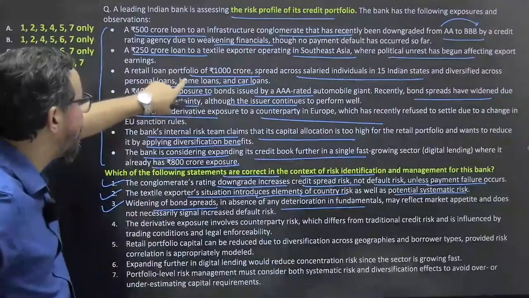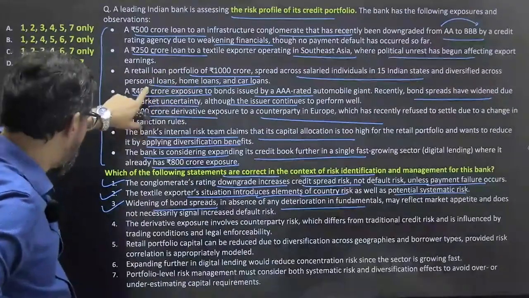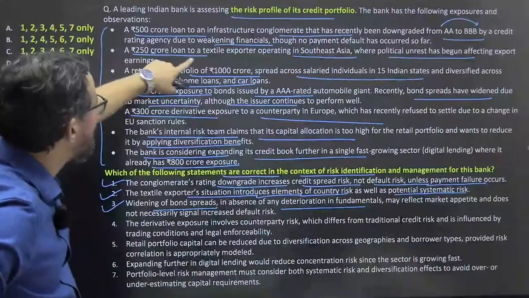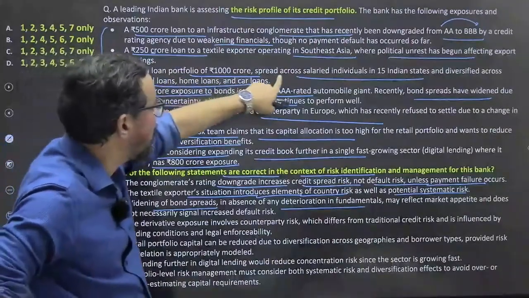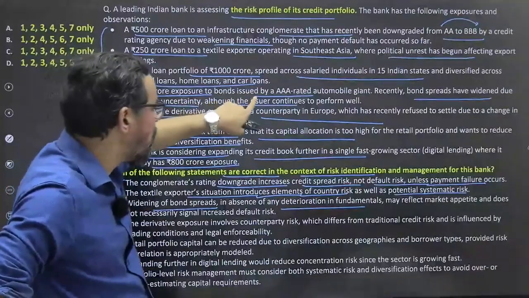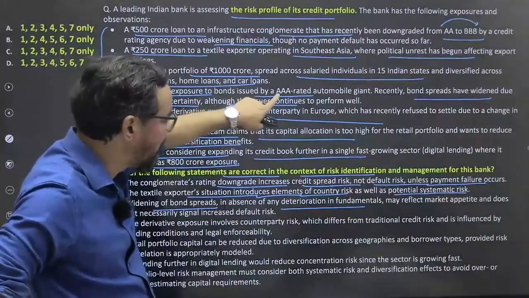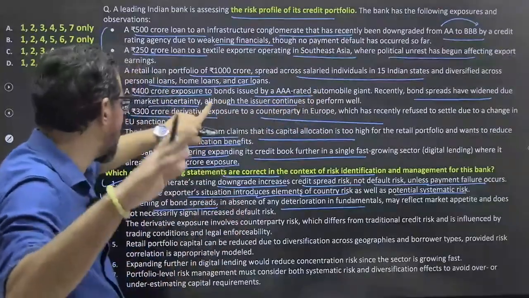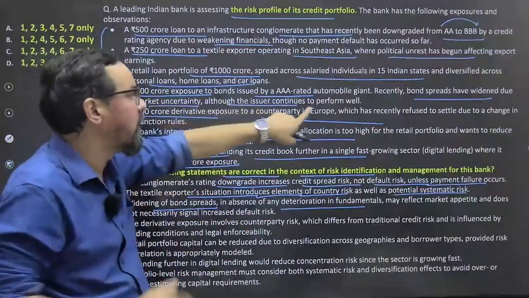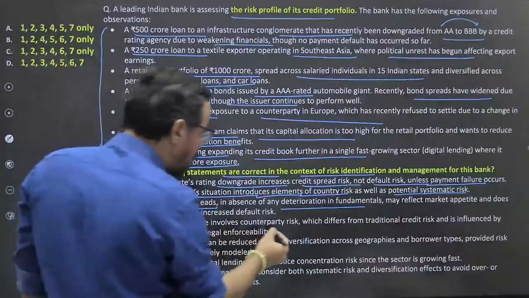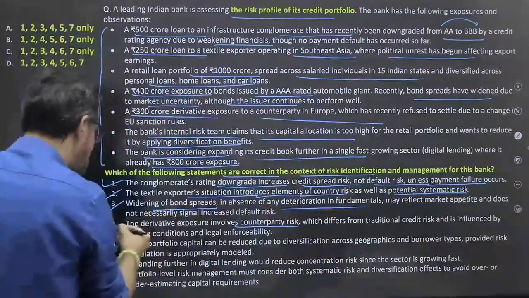Theek hai, aapka retail portfolio kahan gaya, bonds wala aapka, theek hai, widening bonds wala cases where 250 crore loan to textile, 1000 crore spread across the salaried, no. 400 crore rupees to the bond issue AAA rated automobile giant. Recently bond spreads have widened, that is something related to market, but the issuer continues to perform well. Okay, this is the one. The derivative exposure involves counterparty risk because the other party is not making the payment.